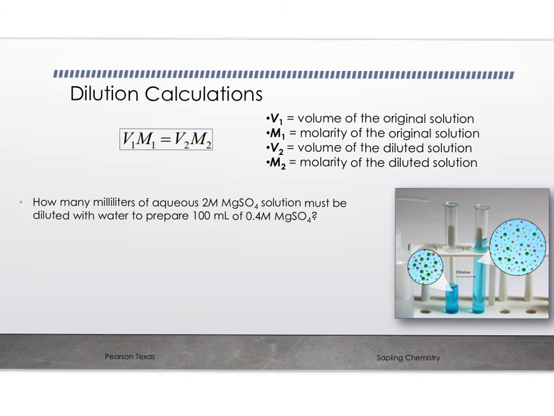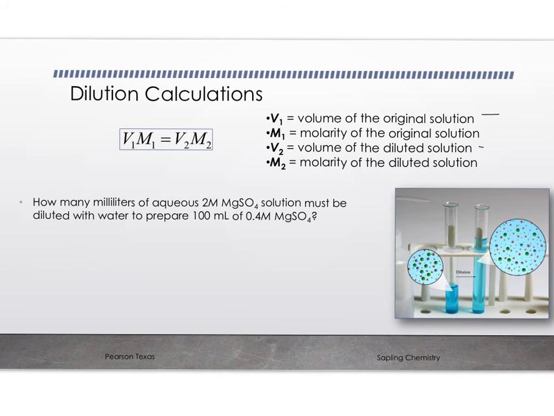To perform dilution calculations, we're going to be using this equation where V1 times M1 is going to be equal to V2 times M2. V1 is the volume of the original solution, M1 is the molarity of the original solution, V2 is the volume of the diluted solution, and M2 is the molarity of the diluted solution.